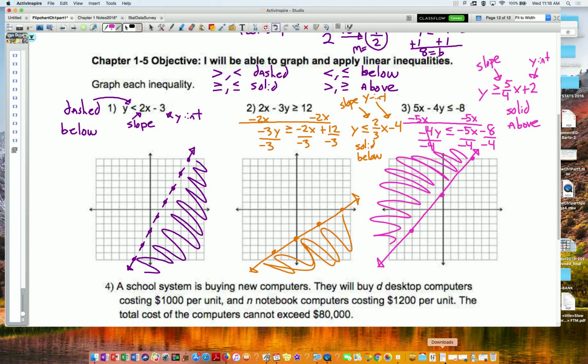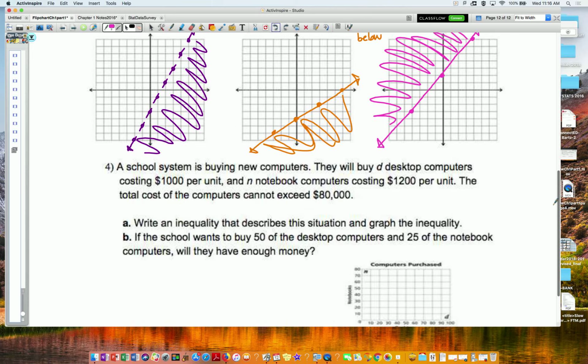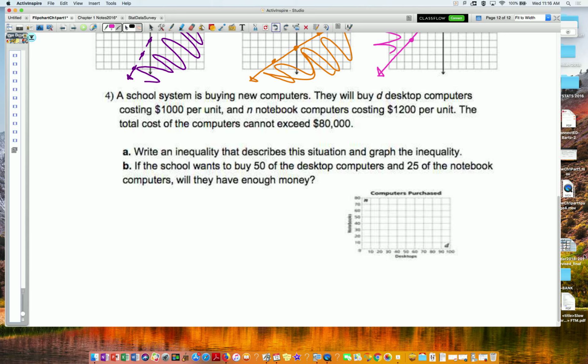Alright, so I wouldn't be surprised. I bet you'll have one or two of those just like that on your test. All right, last one. So we did a couple examples like this in class in the 1.5 notes.